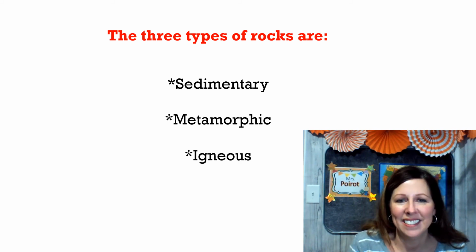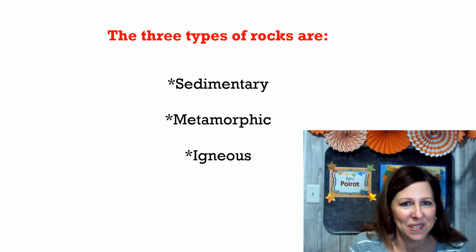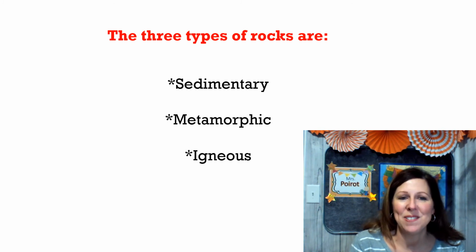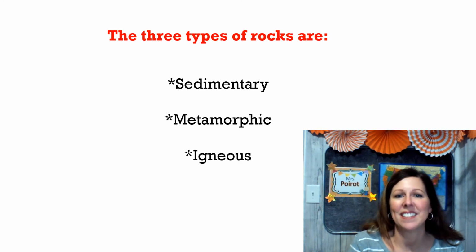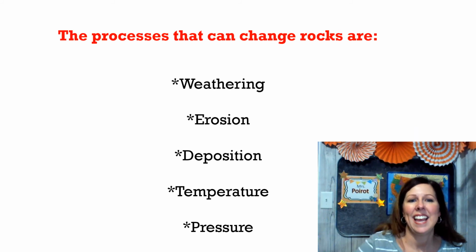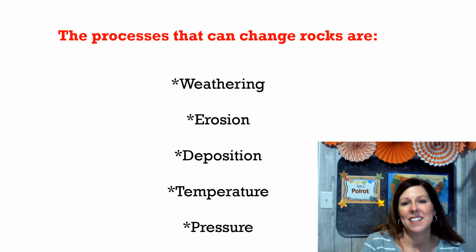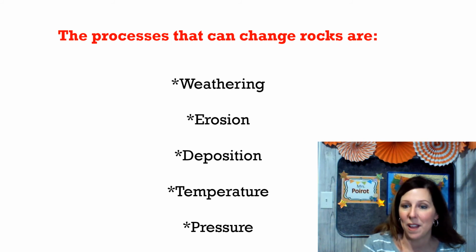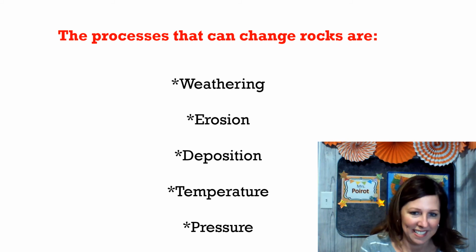So here are the answers to your ticket out the virtual door. I hope that you knew that the 3 different types of rocks are sedimentary, metamorphic, and igneous. And the processes that can change rocks are weathering, erosion, deposition, and of course temperature and pressure. All these things contribute to the rock cycle, which is what we will learn about in our next lesson.